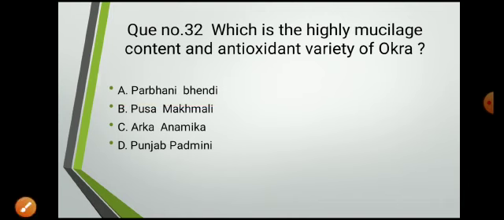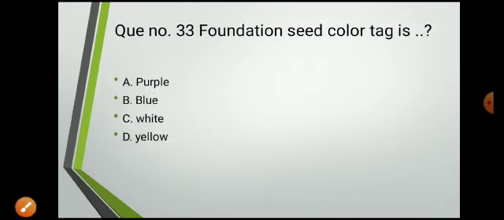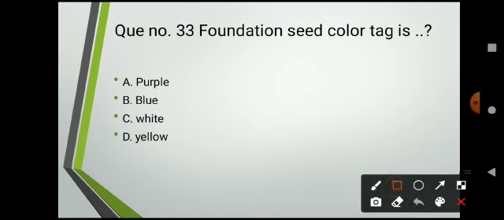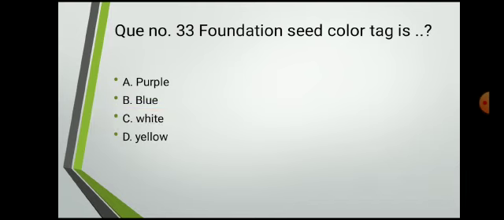Question number 33. Foundation seed color tag is. The options are purple, blue, white, and yellow. In case of foundation seed, the color tag is yellow. Color tag varies for all the seeds. It is different for nucleus seed, breeder seed, foundation seed, certified seed. It is different for all the classes of seed. So for foundation, it was white color.